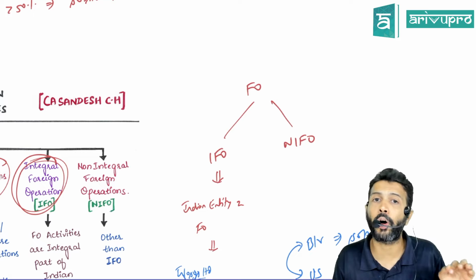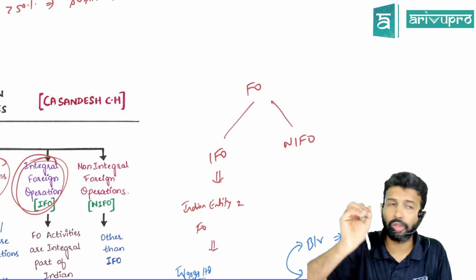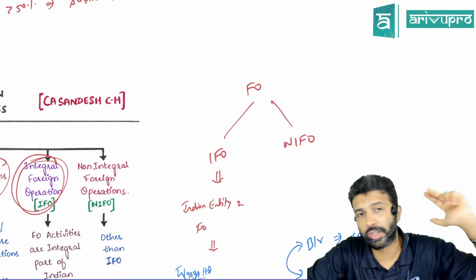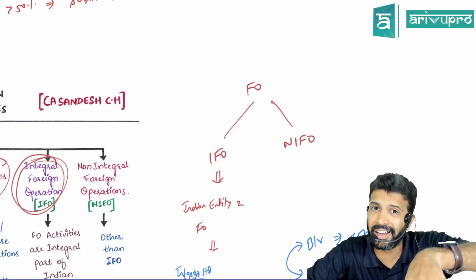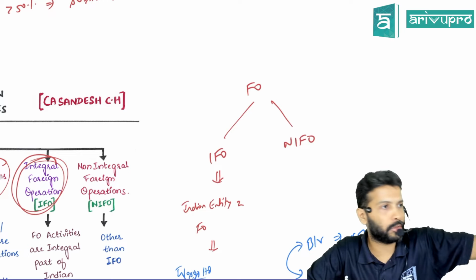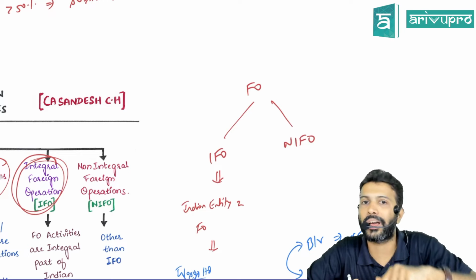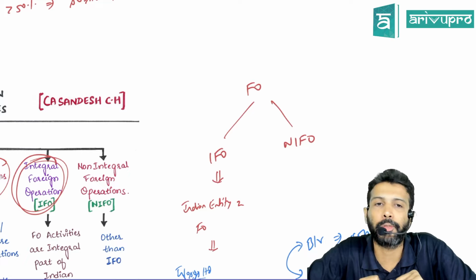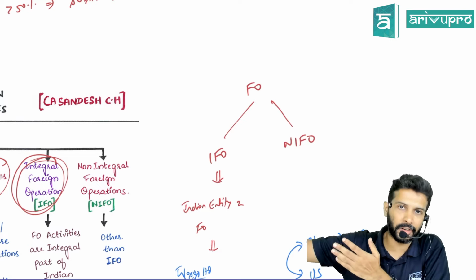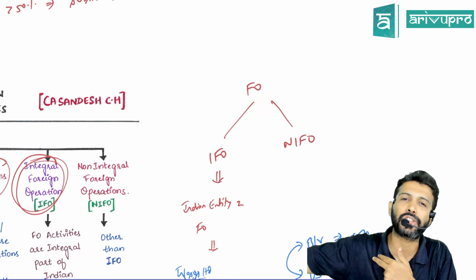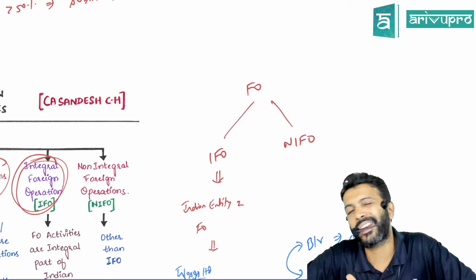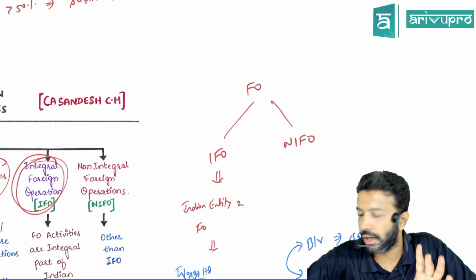Then we looked at foreign operations. A foreign operation could be a branch, subsidiary company, joint venture or associate company whose operation is done outside India. That foreign operation could be of two types: IFO, an integral foreign operation, or NIFO, a non-integral foreign operation. It is an IFO when the Indian entity and the foreign operation are closely related, meaning though they are located in different countries, it's as good as the foreign operation being an extension of the Indian entity. Something which is not an integral foreign operation automatically becomes a non-integral foreign operation.